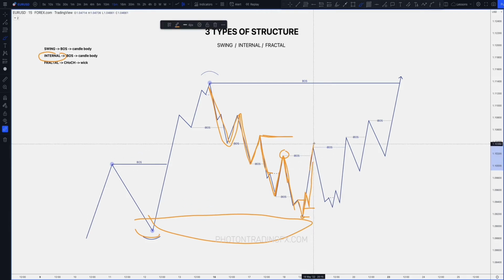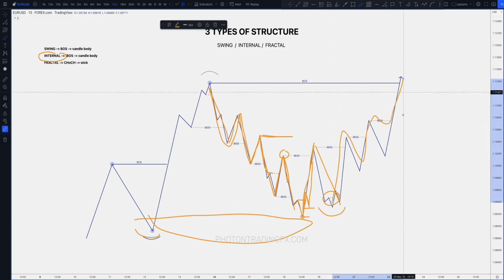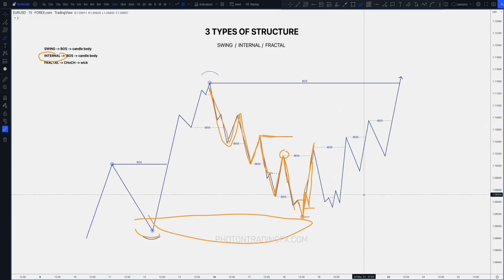But once we get that IBOS, and the larger internal swing breaks, and the larger internal structure is then bullish, that's what I was saying. Now we are truly aligned, and this is a much stronger signal to look for the long here, to catch that higher low and try to get that move. So hopefully that makes sense.